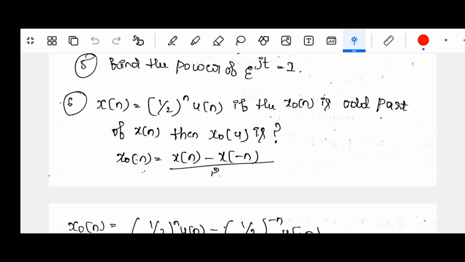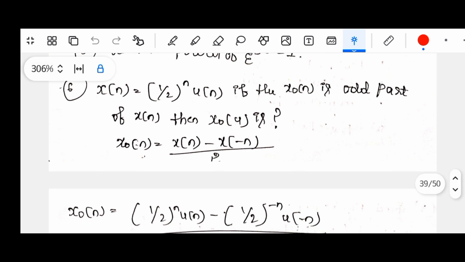Find the power of e to the power of jt. The value will be 1. Next, x(n) is equal to (1/2)ⁿ u(n).